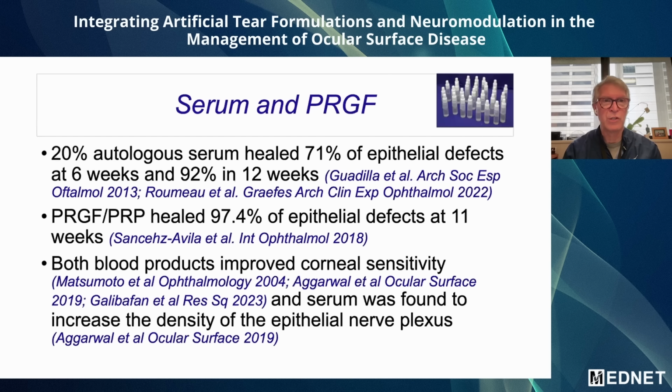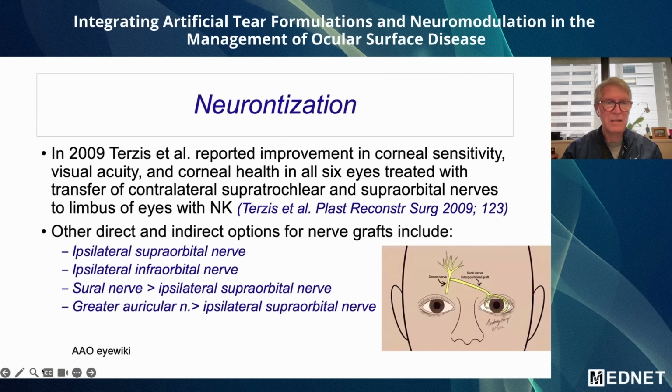Serum and platelet-rich growth factors have also been used to treat NK, and 20% autologous serum healed 71% of epithelial defects at 6 weeks and 92% at 12 weeks. And platelet-rich plasma healed about 97.4%, quite high, of epithelial defects at 11 weeks. Both blood products have been reported to improve corneal sensitivity, and serum was found to increase the density of the basal nerve receptors.